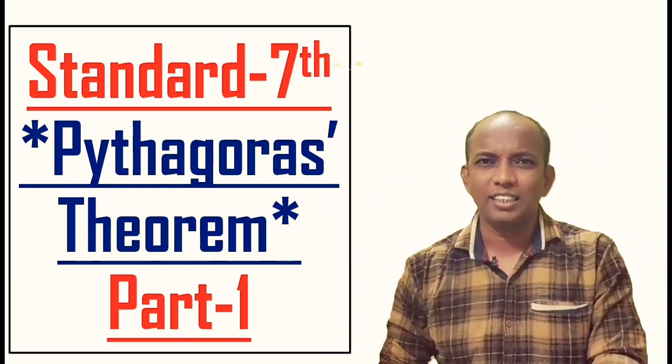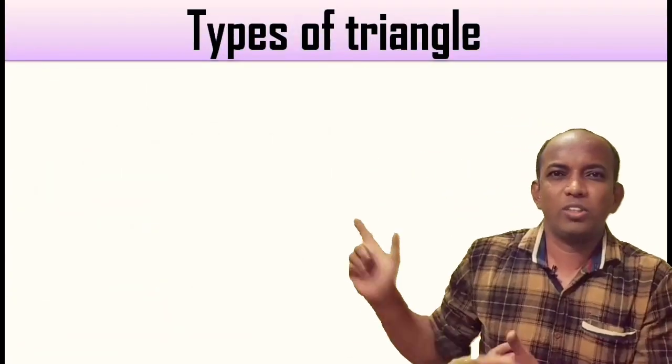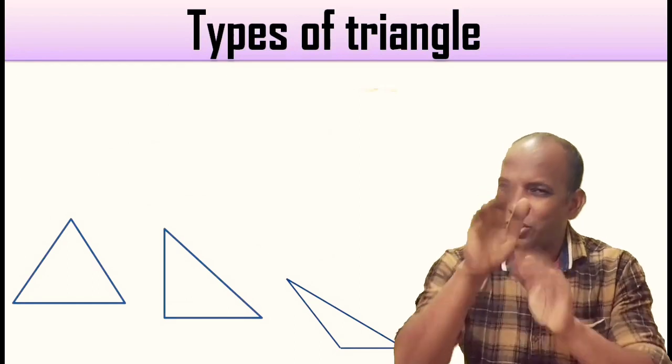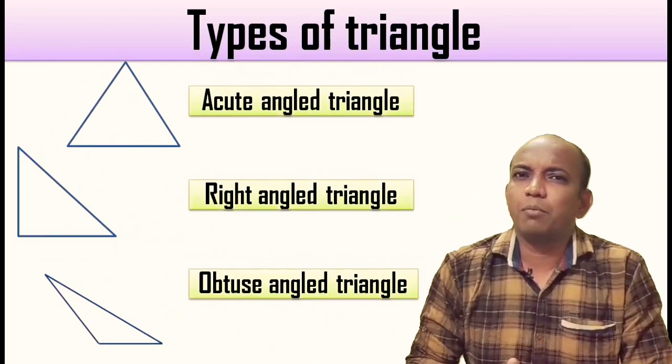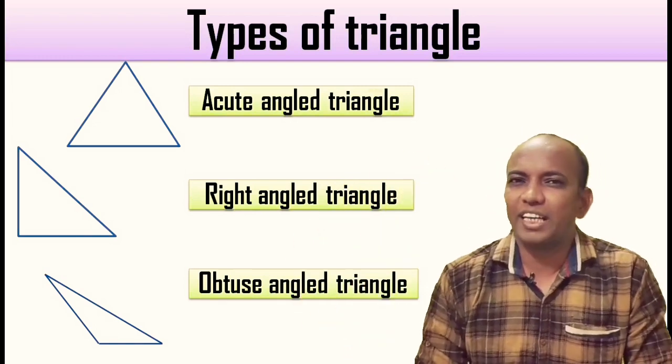Before starting this lesson, let's try to recollect some important details related to triangle. Check out these triangles. Can you guess the name of this triangle? Don't worry. These triangles are nothing but acute angle triangle, then right angle triangle, and then obtuse angle triangle.